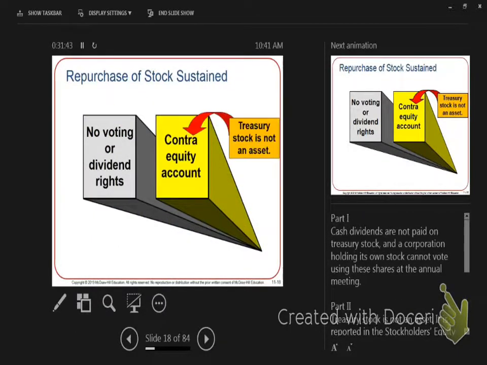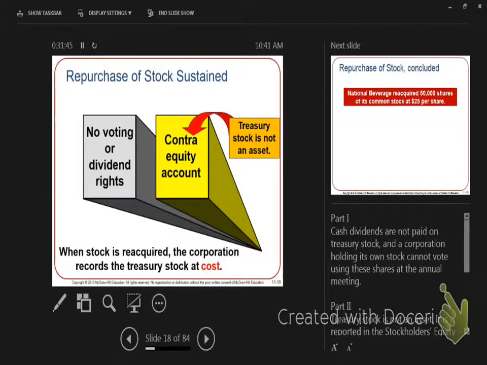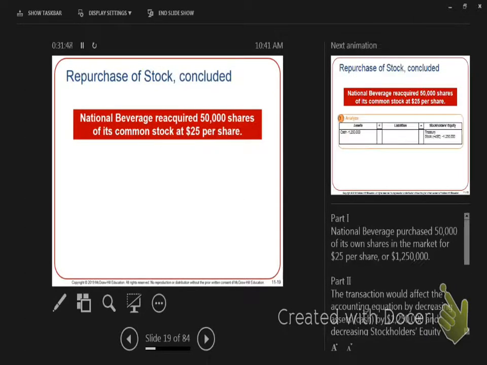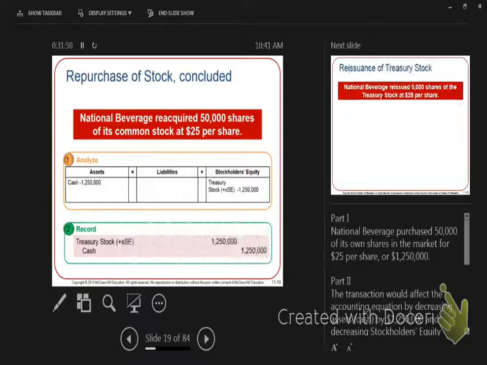So treasury stock, again, just another graphic. I already mentioned you get no voting rights. So when you buy your own stock back, it's a very straightforward journal entry. It goes in at the cost that you buy it. So if I bought 50,000 shares at 25 bucks, that's exactly the cost I put it at. So it's 1.25 million. It goes into treasury stock. I have 50,000 shares of stock.